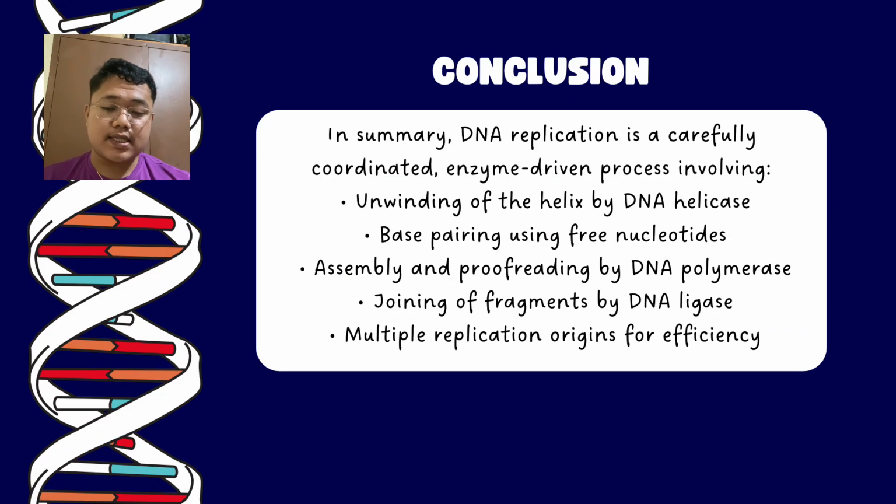The last part is the conclusion. In summary, DNA replication is fully coordinated through these five steps. First is the unwinding of the helix by DNA helicase. Second is the base pairing using free nucleotides. The third is the assembly and proofreading by DNA polymerase. The fourth is the joining of fragments by DNA ligase. And the last one is the multiple replication origins for efficiency.